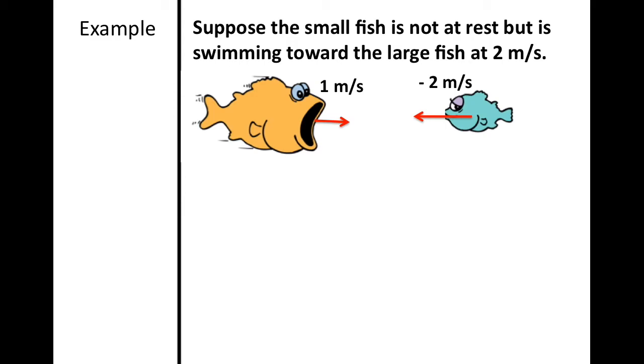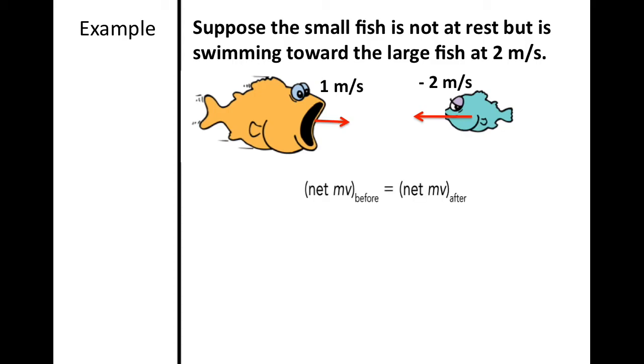Now let's take that same example and suppose that the small fish is not at rest but is actually swimming towards the large fish at a 2 meter per second rate. Go ahead and solve this problem. Notice that my picture here has the direction of the fish going in the opposite direction of the larger fish. Therefore, I'm going to give it a negative value, so that way I can remember that we do need to take the directions into account.